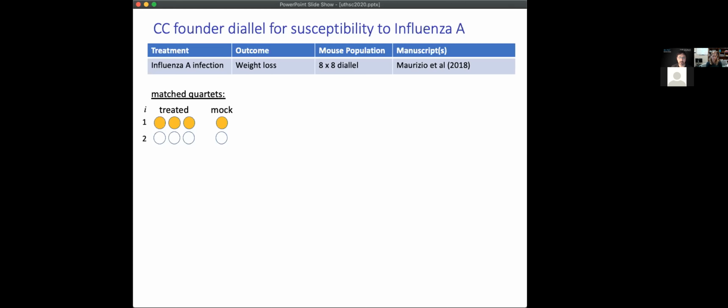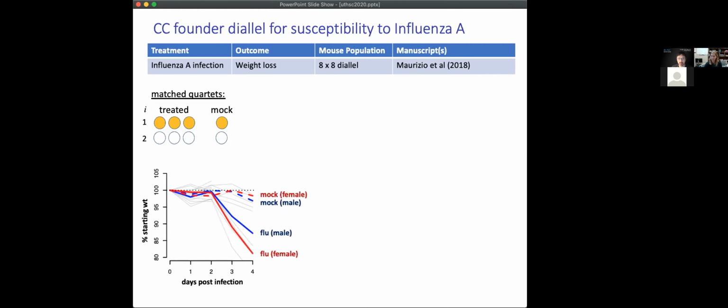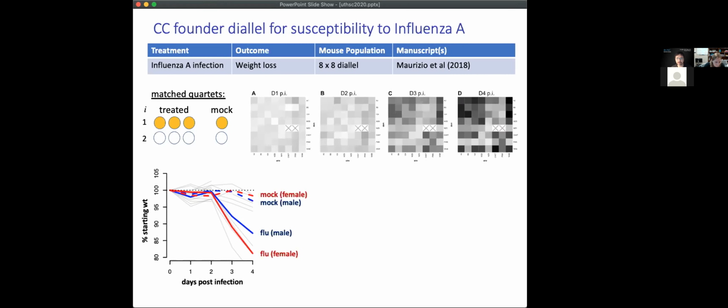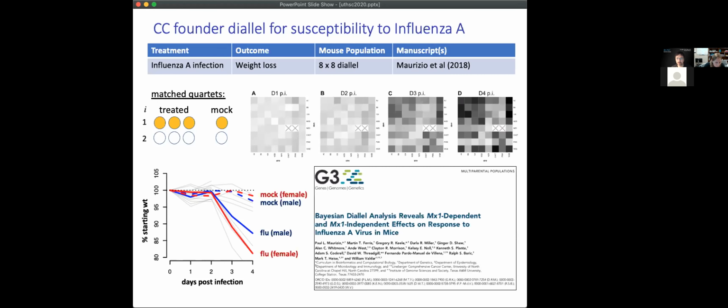And so as an experimental design component, what we did was we used 3 treated mice to 1 mock mouse. And you can see in this plot, as you get to day 3 and 4, you actually have a lot more variability than in the corresponding mocks. So I'm probably not going to explain these pictures, but if you know about diallels, then they might mean something to you.